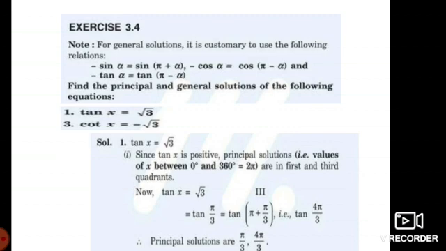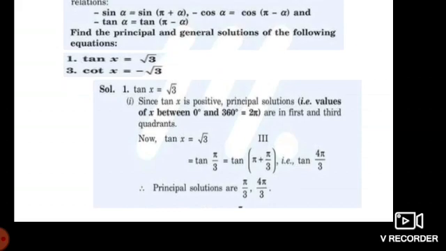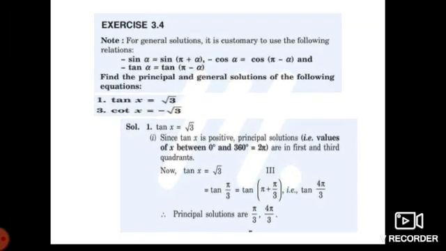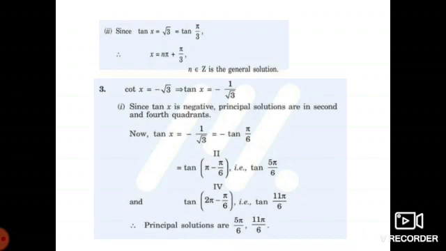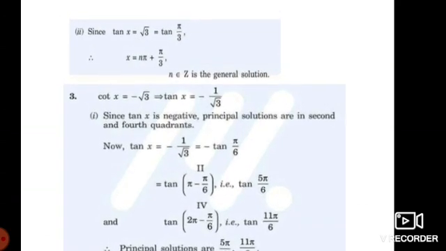So we know that tan is root 3 when the angle is pi by 3. The other angle will come in the third quadrant, it is tan of pi plus pi by 3. So our principal value is pi by 3 comma 4 pi by 3. Now to find the general solution, tan x equal to root 3, it is nothing but tan pi by 3. So when you learned there, for tan you wrote x equal to n pi plus pi by 3, that is the general solution.